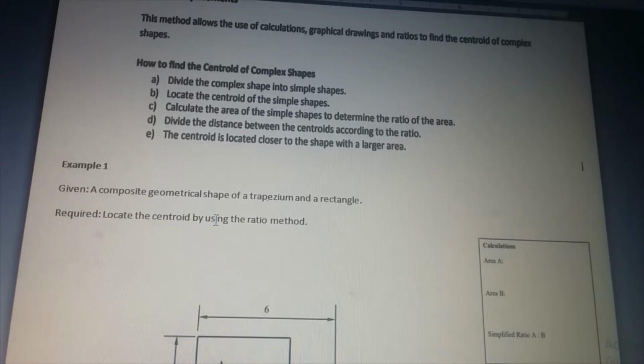First one, divide the complex shapes into simple shapes. Locate the centroid of the simple shapes. Calculate the area of the simple shapes to determine the ratio of the areas. Divide the distance between the centroids according to the ratio. And the last step: the centroid is located closer to the shape with greater area.